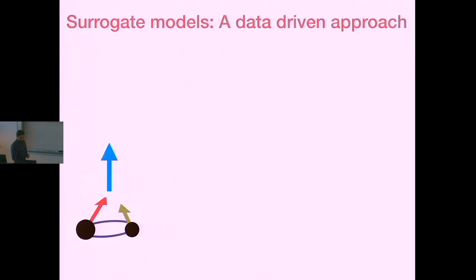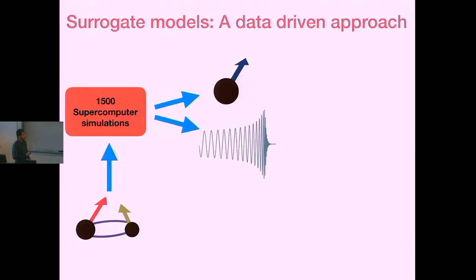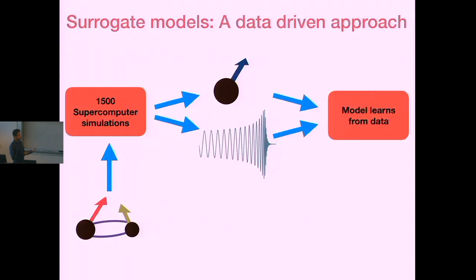So the workflow goes like this. Again, you have a binary black hole. In a recent model, we used 1,500 numerical relativity simulations, each of which took a month, as I mentioned, on a supercomputer. And then from each simulation, we get the same outputs, the final black hole properties and the gravitational waveform. And then the model looks at all of this data and learns how this depends on different parameters of the two black holes. I'll explain in a little more detail how that works, but it's essentially a learning process for the model.